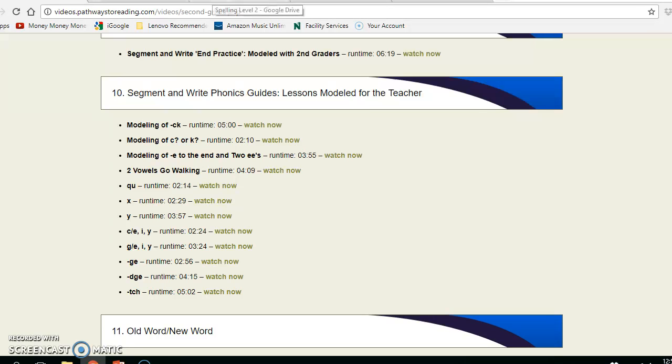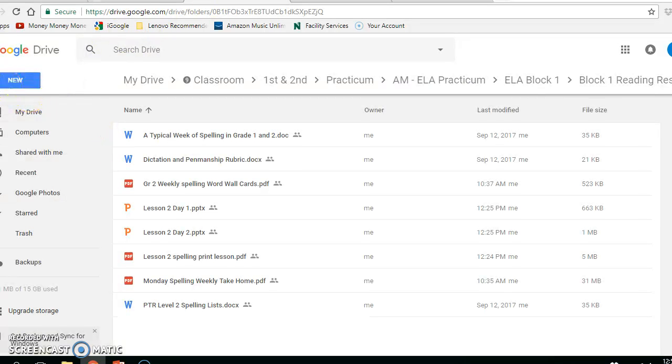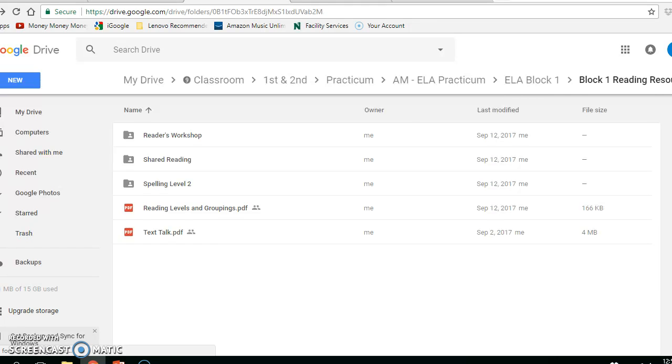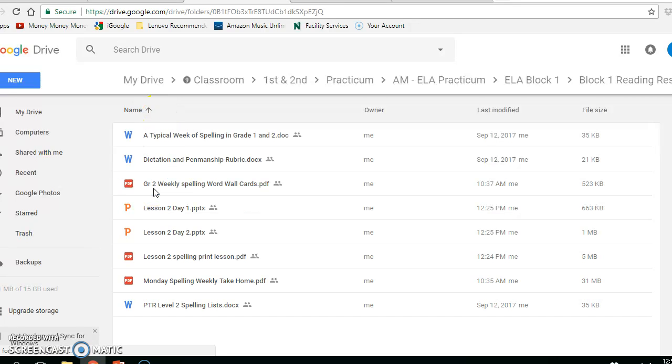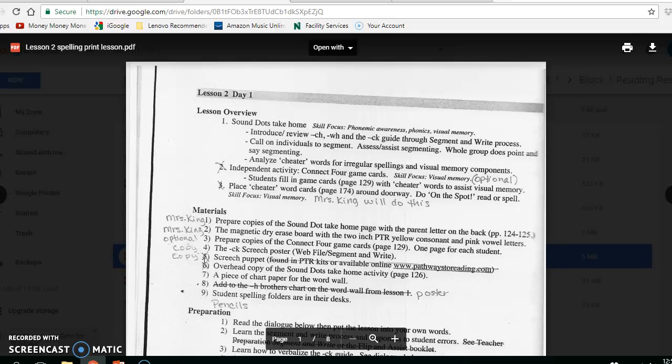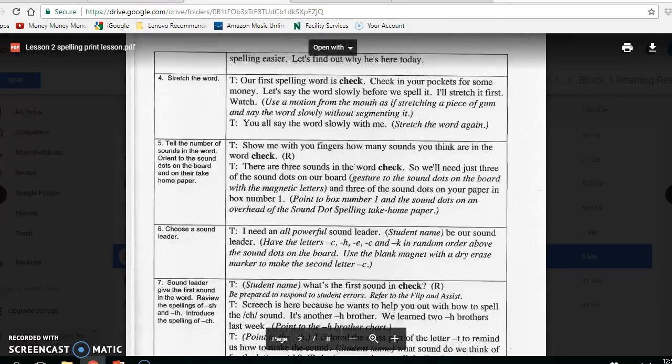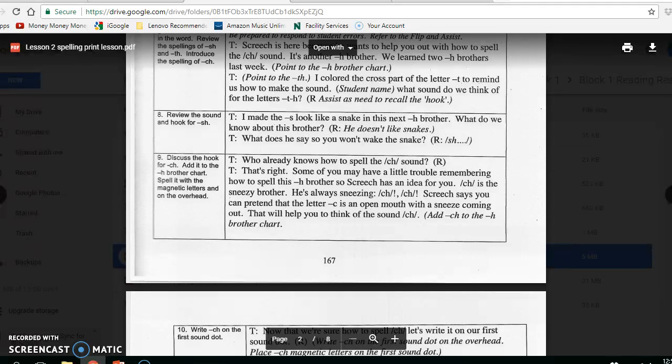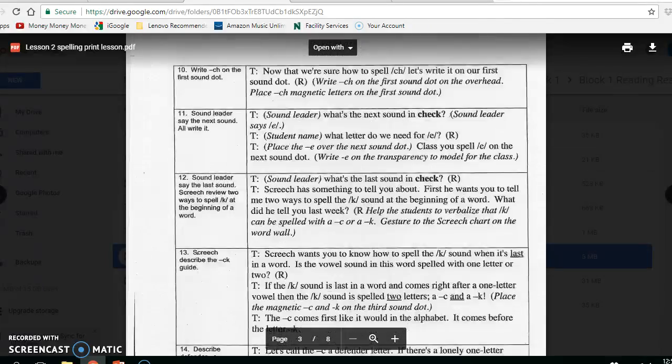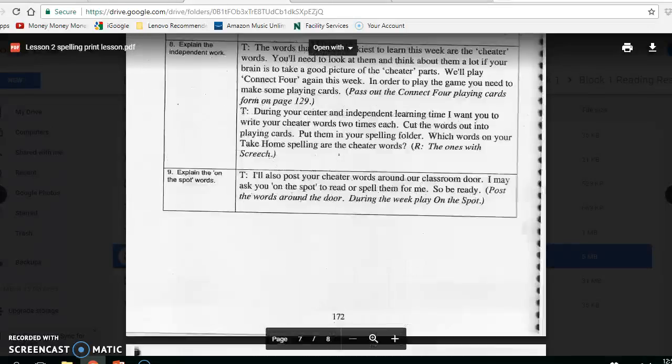All right. In your resources in Google Drive, when you go to Block 1 Reading Resources, Spelling Level 2, I've given you a print lesson that you can download if you would like to read through the lesson and practice it. It gives you kind of a script, but the idea isn't to read straight from the script. It's to give you the language, okay? Not everybody uses the online resources, but it helps you learn the language.